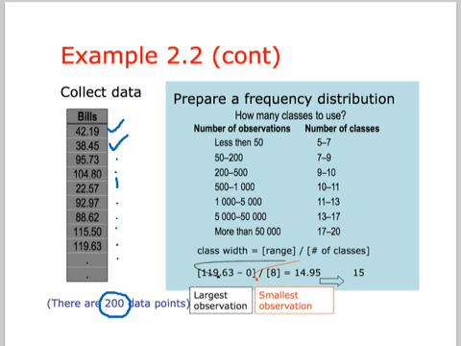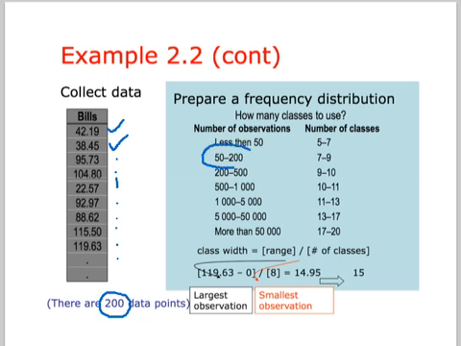And then we will count how many observations will fit into class A, class B, and so on, okay? How many classes to use? I've got a suggestion table here. If you've got less than 50 observations, you should use 5, 6, or 7 classes. If you've got 50 to 200 observations, you should use 7, 8, or 9 classes.